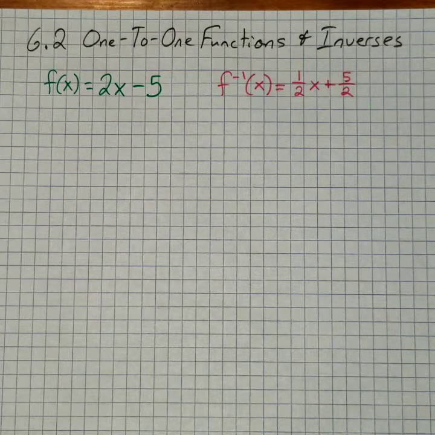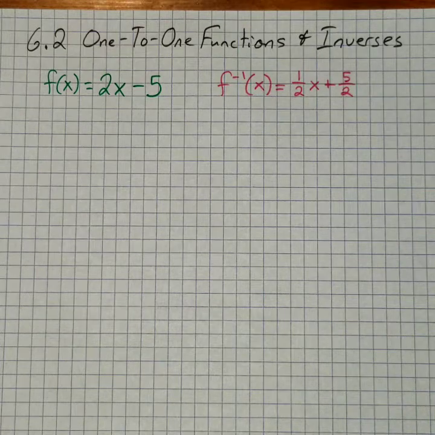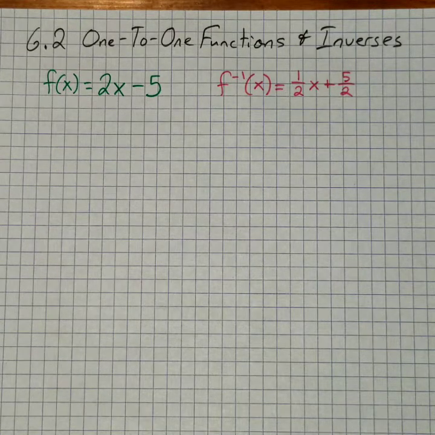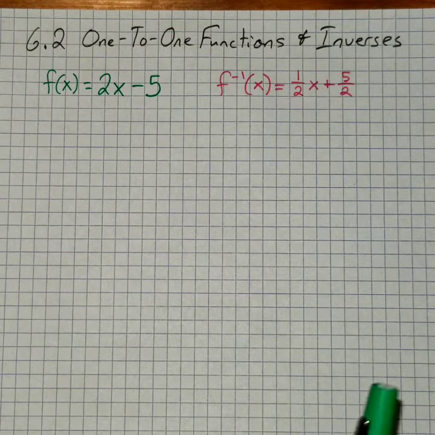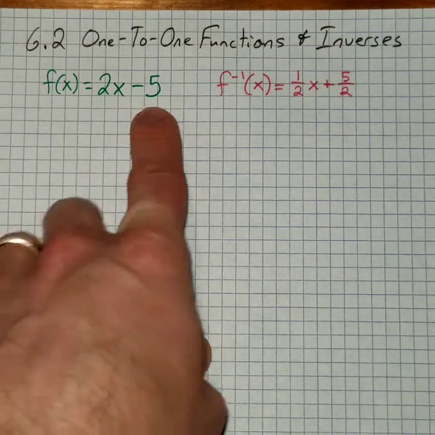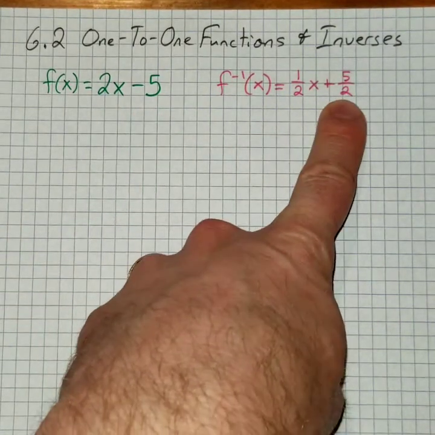All right, so in this next video, we're talking about inverse functions, and we're going to look at the graphs of inverse functions. There are some very interesting features that occur and relationships between the graphs. To start out, I want to look at the example we just saw. f of x was 2x minus 5, and when we found its inverse, it was 1 half x plus 5 halves.